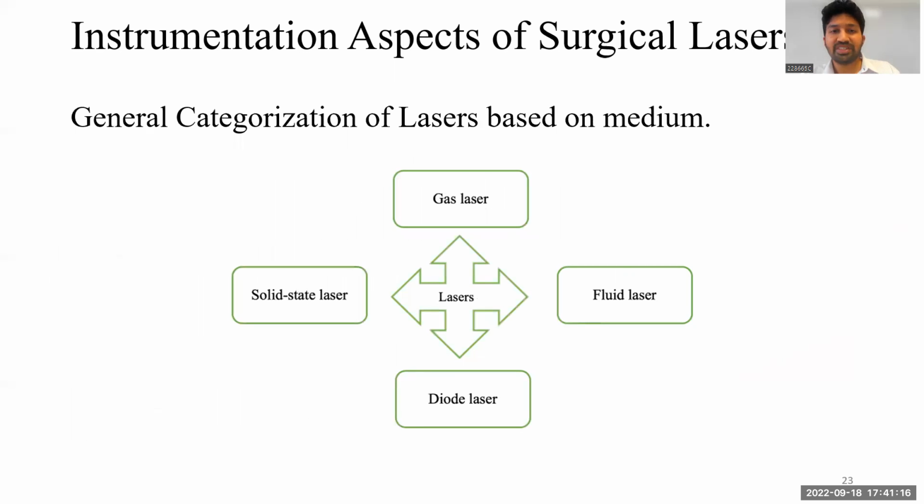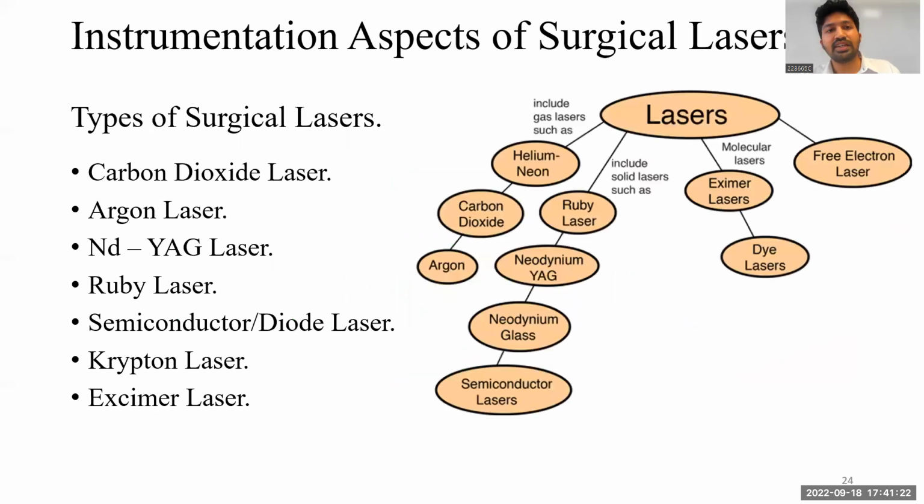Lasers can generally be categorized as gas lasers, fluid lasers, diode lasers, and solid state lasers based on the type of medium being used. Apart from the medium, we can also vary the medium once again, and we can get different types of laser outputs. Here we have the carbon dioxide laser, argon laser, etc. Based on the application, we can use the required laser.